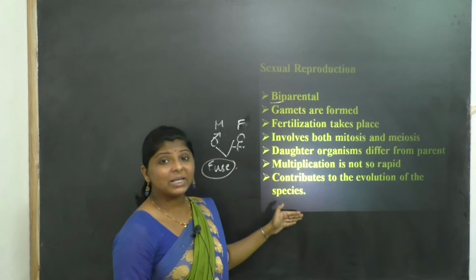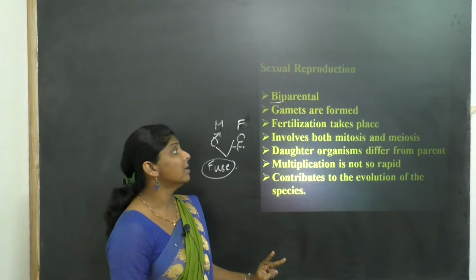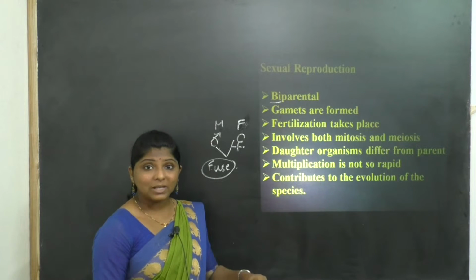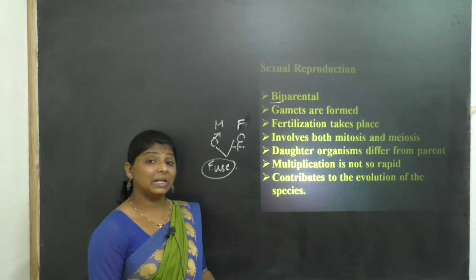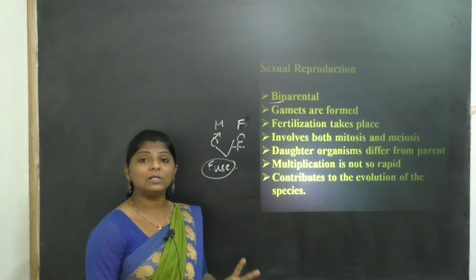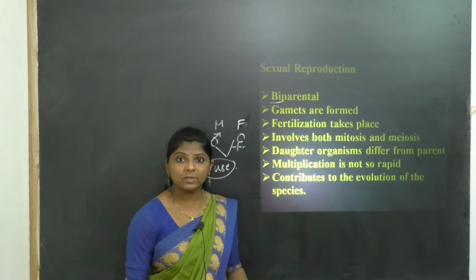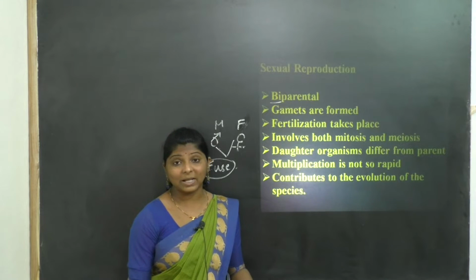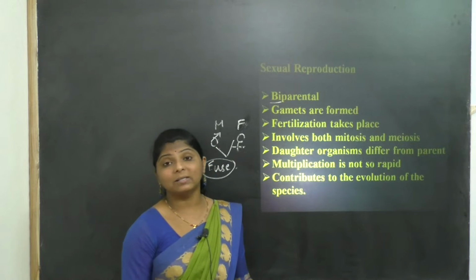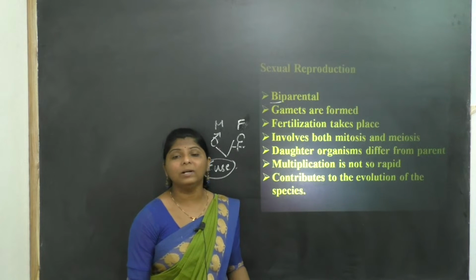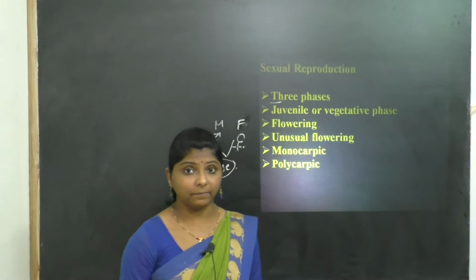Fine. So these are the basic characters of sexual reproduction. It involves the participation of two parents. Then gametes have to be formed, and the gametes have to fuse, which is called fertilization or syngamy. Then both types of cell division, mitosis as well as meiosis, are seen in sexual reproduction. The offspring produced are not identical to the parents, the multiplication is not rapid, and sexual reproduction contributes to evolution. So that is about the characteristic features of sexual reproduction.